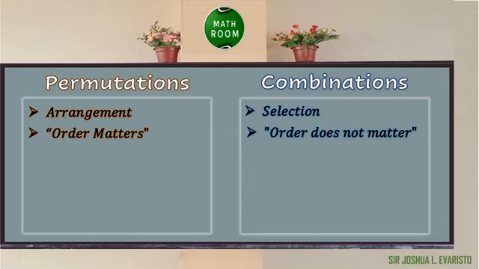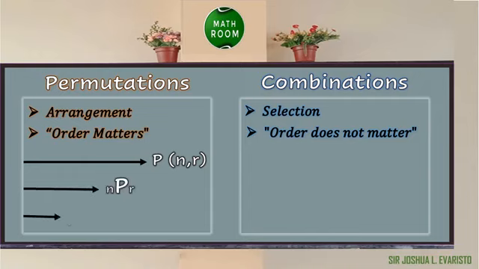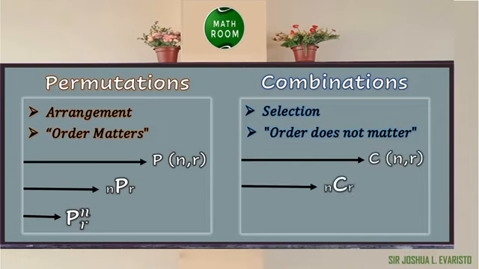Permutation of n objects taken r at a time can be illustrated in the form of P(n, r). The other common notations that may appear in different books are nPr and P superscript n subscript r. On the other hand, combinations of n objects taken r at a time can be illustrated in the form of C(n, r). In other books, it is nCr or C superscript n subscript r.